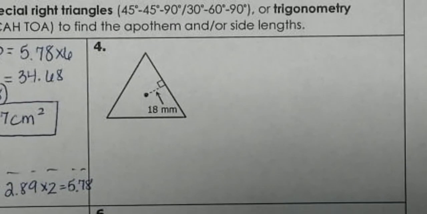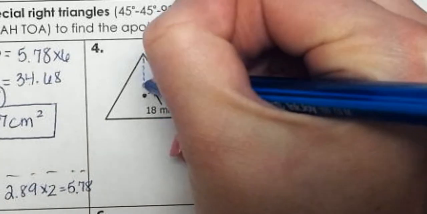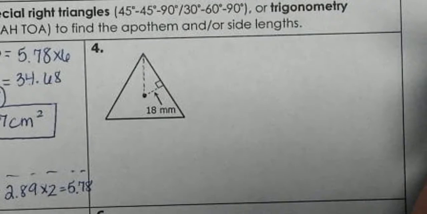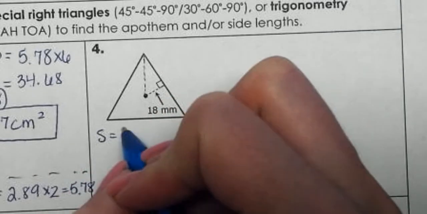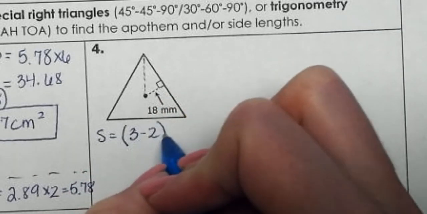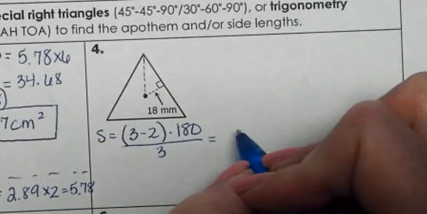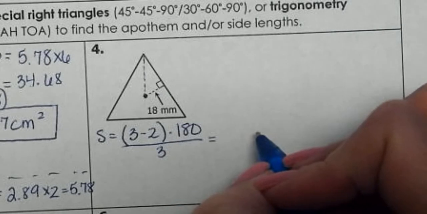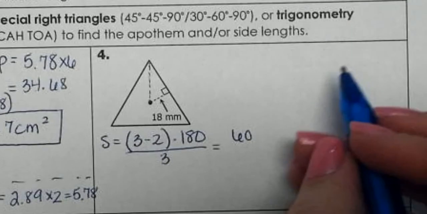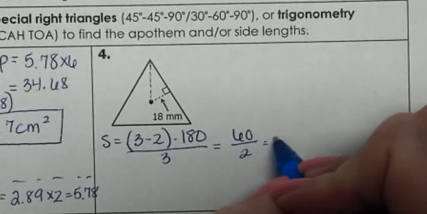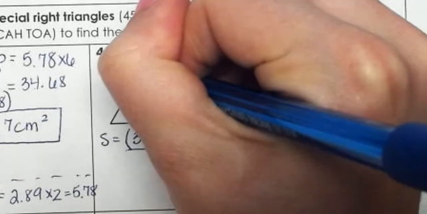Okay, so in number 4, we're going to do step 1 first. We're going to make that right triangle. So there's my right triangle. Step 1's done. Step 2, you have to use that formula. S equals the number of sides, which is 3, minus 2, times 180. I have to divide by the number of sides. And I got to plug that in. I'm going to get 60. And the very last part of step 2 is to divide that by 2. I get 30 degrees. That is right there in that vertex. So this is a 30-degree angle.